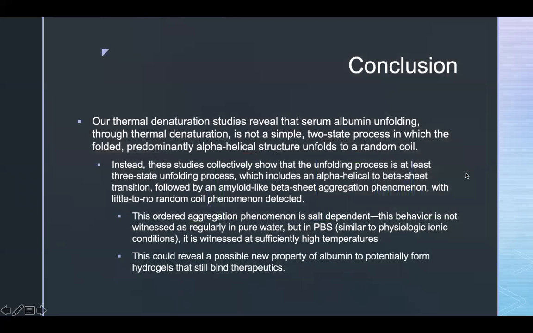So this all is very interesting because it sort of shows that we have an amyloid-like beta sheet aggregation of our BSA and HSA, serum albumins in general, which has little to no random coiling. So it's undergoing beta sheet aggregation. This is very interesting because we can possibly use this for future therapeutics because it hasn't been very well studied yet. We could use these hydrogels for different kinds of drug delivery.